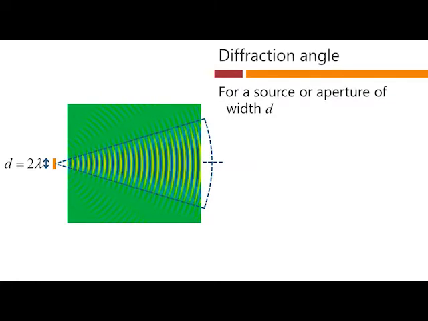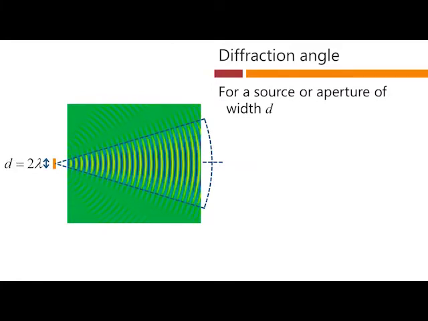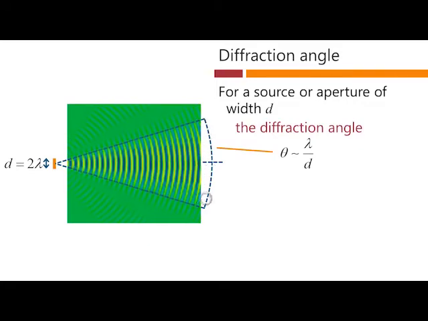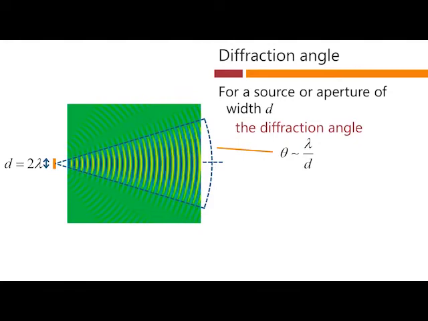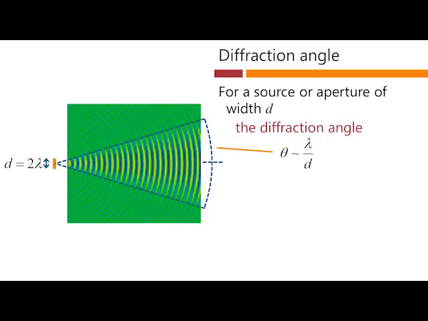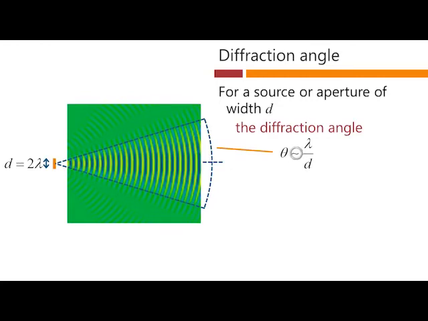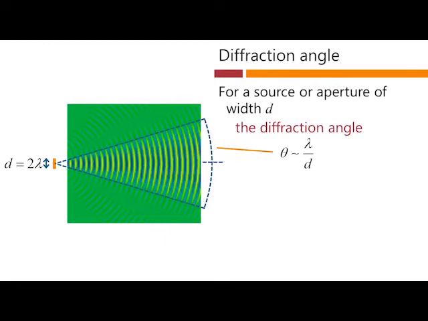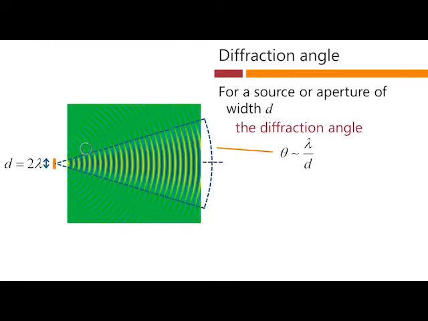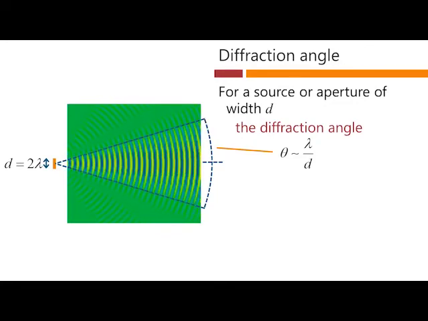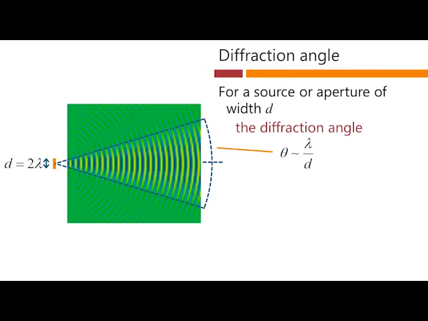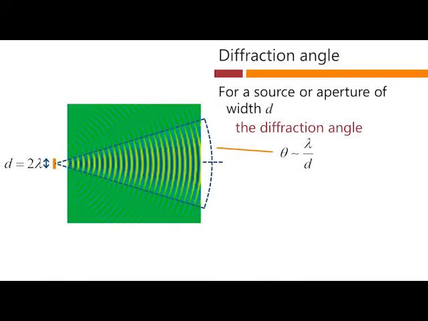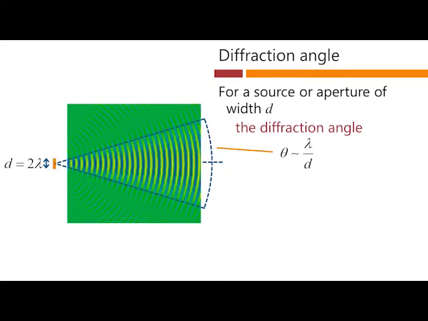So explicitly, for a source or aperture of width d, whatever that is, the diffraction angle, this effective spreading angle here, is of the order of the wavelength over the aperture size. Now, this is deliberately a bit approximate because what you call the diffraction angle is partly a matter of taste. Do you choose it as this point, or this point, or some other point here? But no matter which point you choose, you still get the same basic result, that the diffraction angle is proportional to the wavelength and inversely proportional to the size of the aperture or the source.